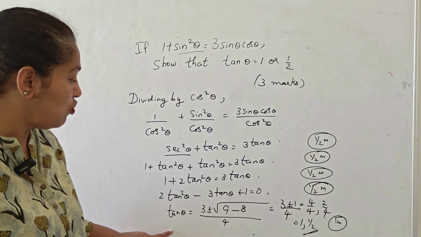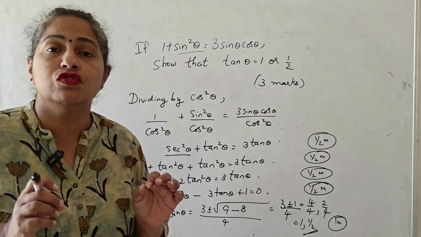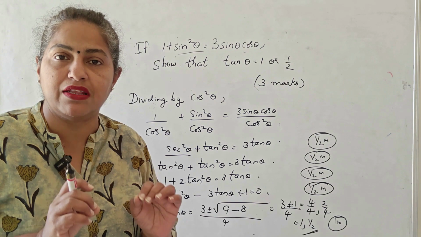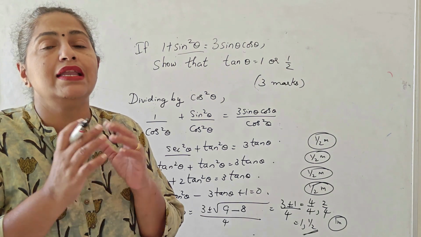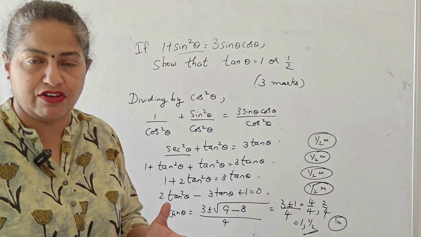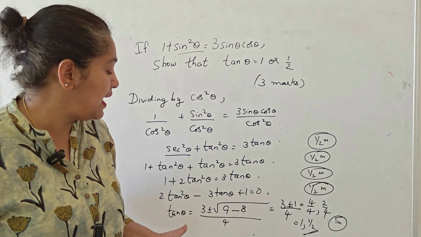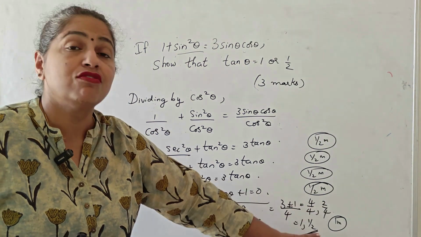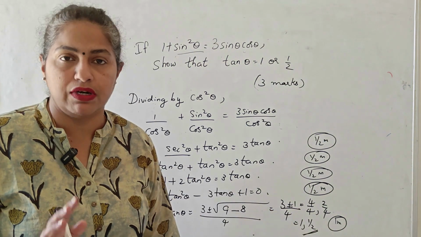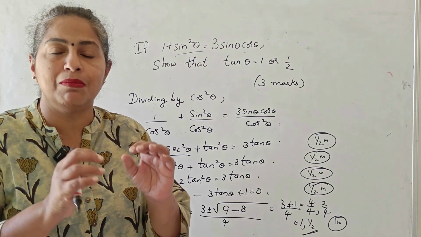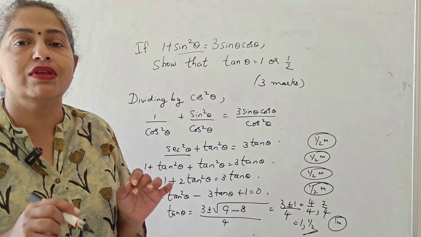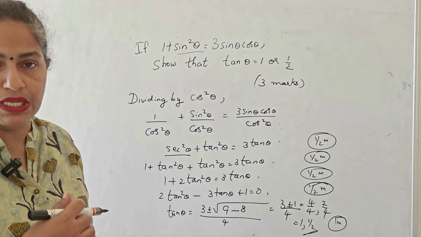Now, solving the equation, I have done it using the quadratic formula, minus b plus or minus root of b square minus 4ac by 2a. You can either use the quadratic formula or factorization, factoring the terms, and find the value of tan theta as 1 and 1 by 2. The solving of the equation will give you 1 mark. This is how the marks are split for this particular question. Now, is this the only way of doing this particular sum?